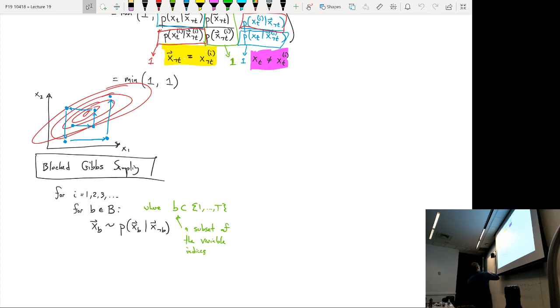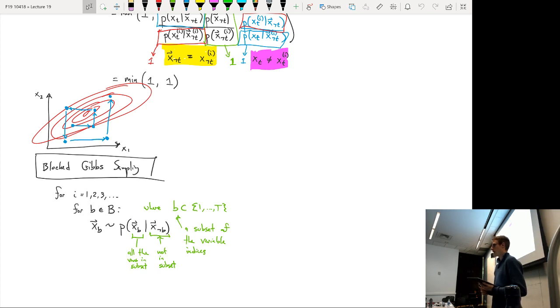Okay, and this is all the variables in the subset and all of the variables not in the subset. Okay. So basically this is now just like the Gibbs sampler that we saw before, but we're saying that you could take an entire group of variables at a time, and so long as you can compute the full conditional efficiently, then resampling here is easy.